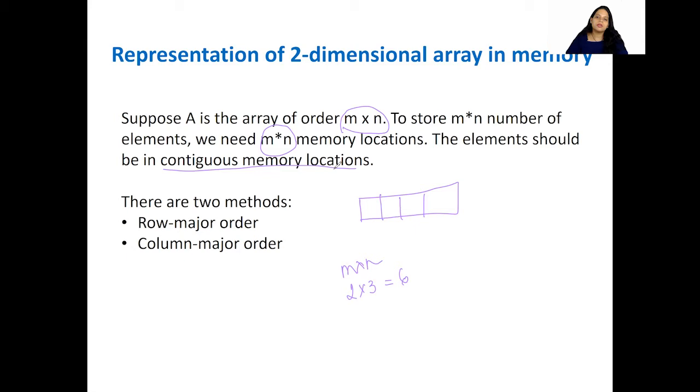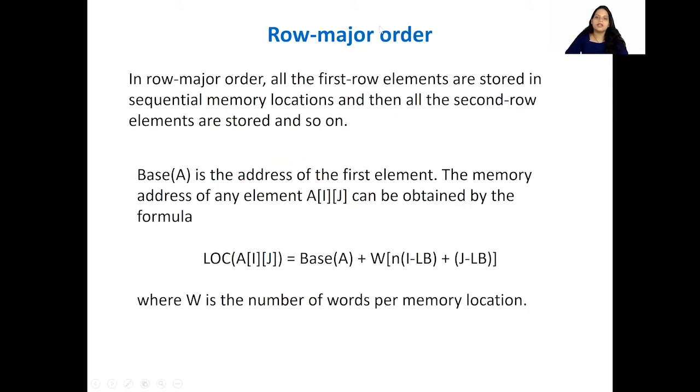Once we have a contiguous memory location, how are we going to represent it? Because logically we represent them something like this, isn't it? So we use two methods. We use row major method and column major method. Now let us see what this means. What is this column major and row major? First, let us see what a row major order is in representing a two-dimensional array. Now in a row major order, all the first row elements are stored in sequential memory locations, and then all the second row elements are stored, and so on.